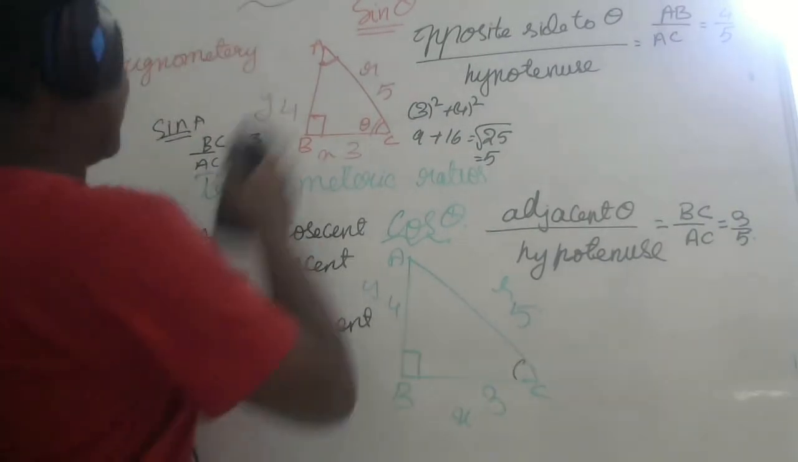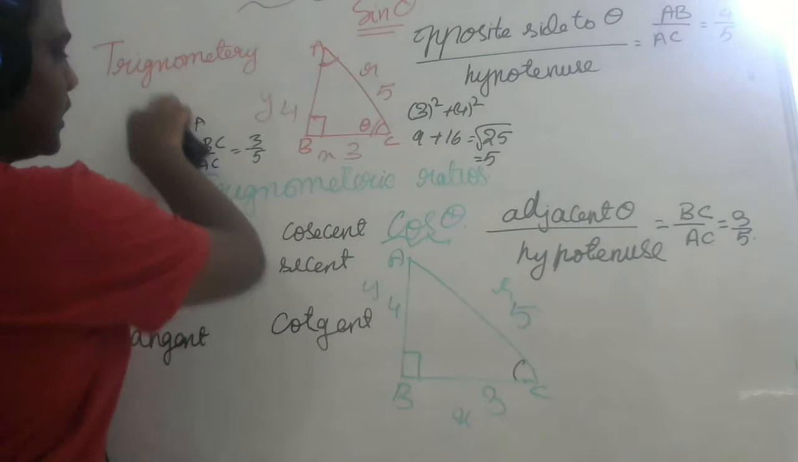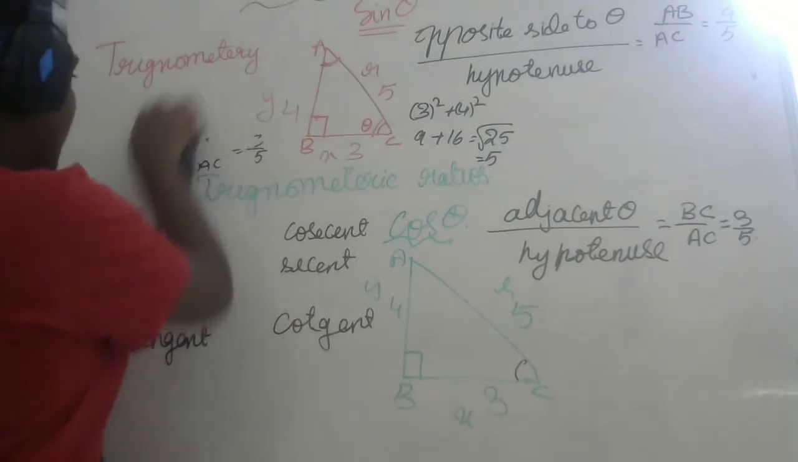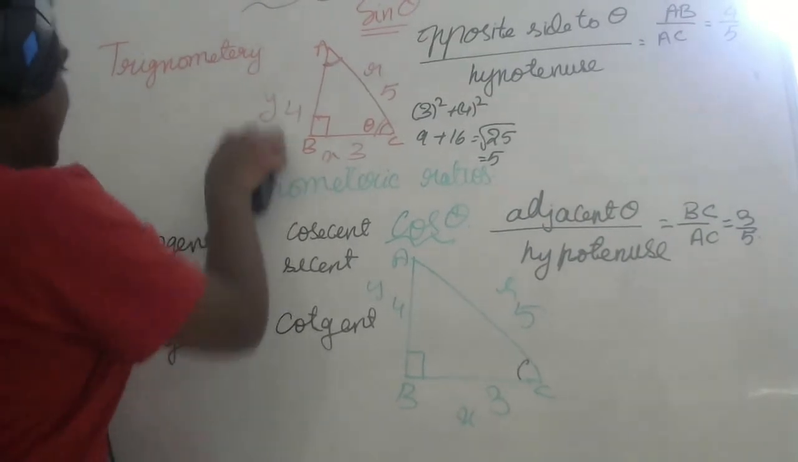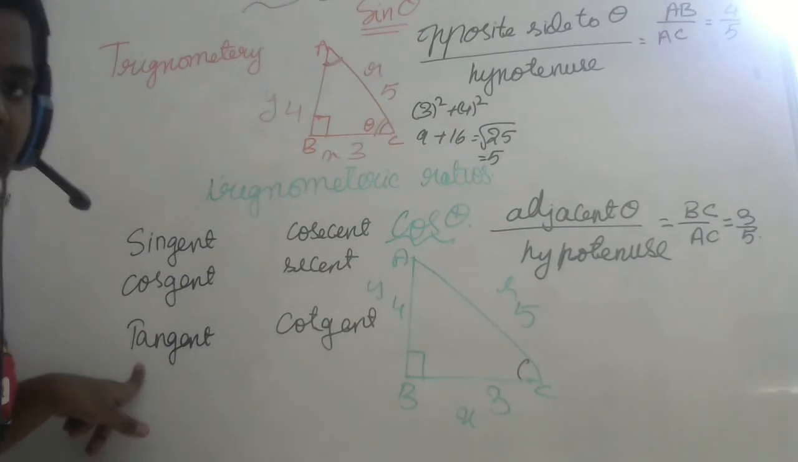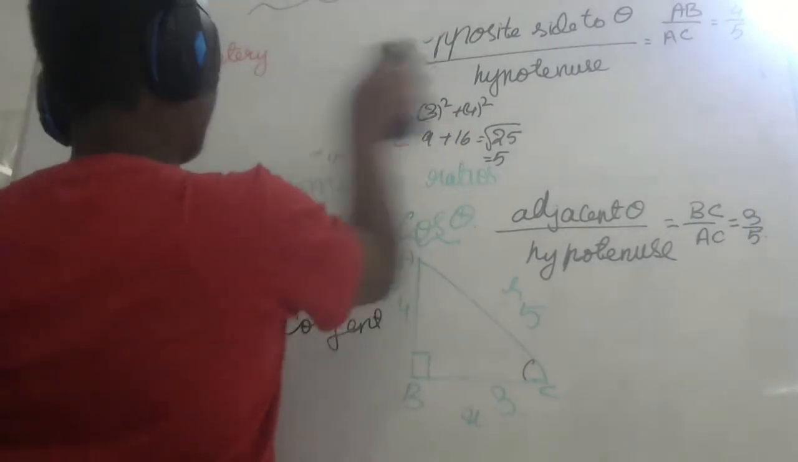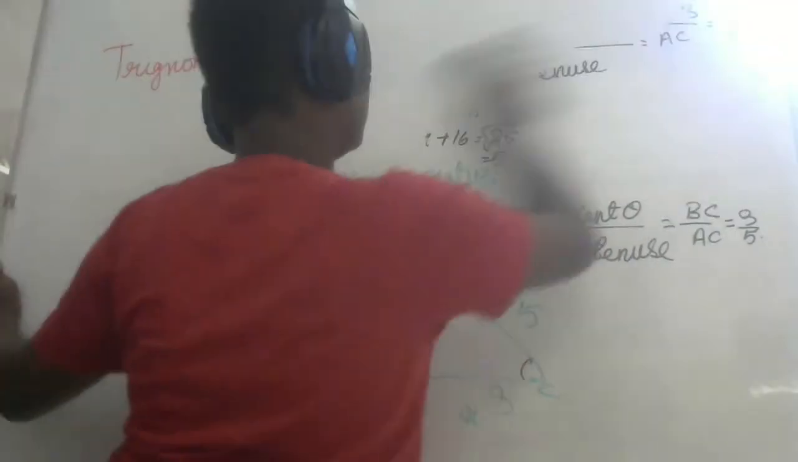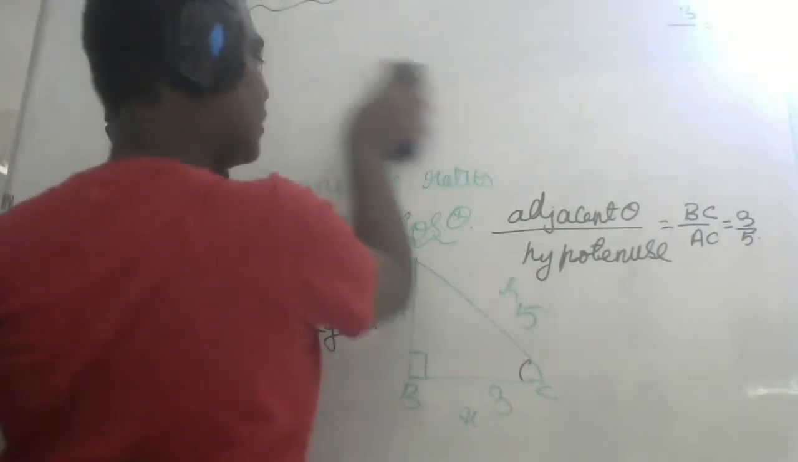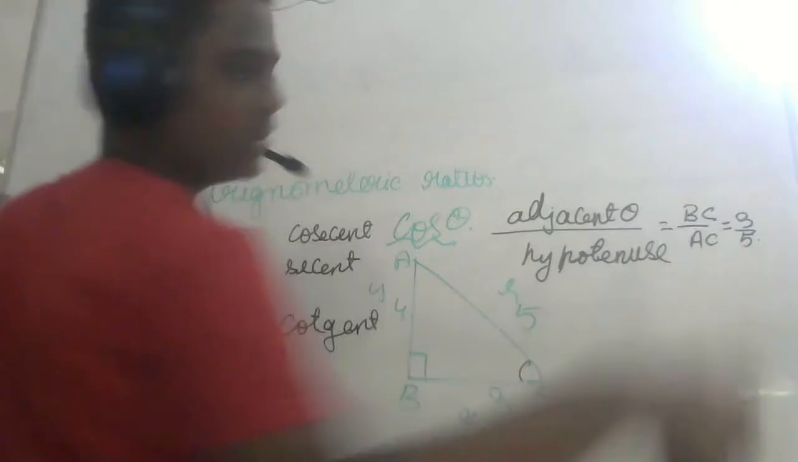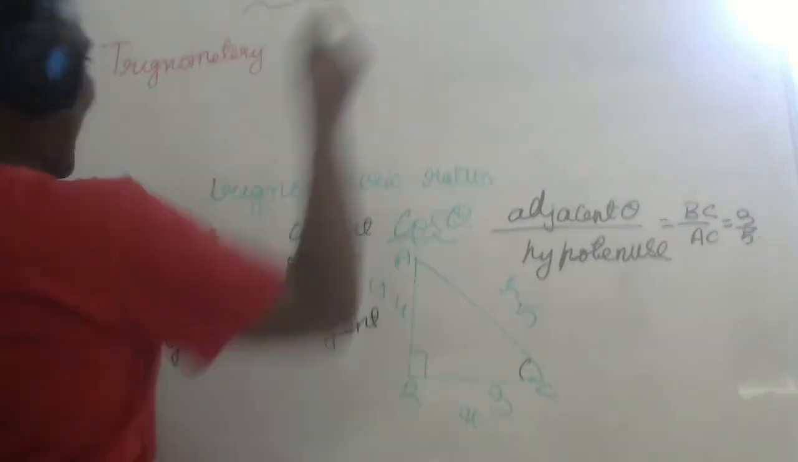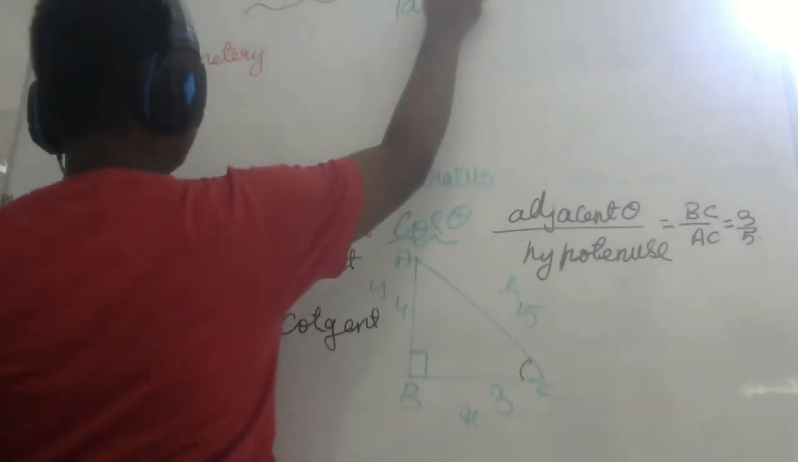Now let us see the third ratio, which is tangent, or tan theta.